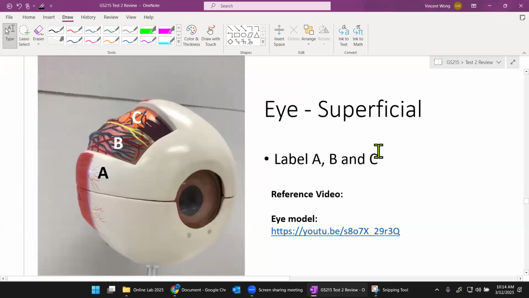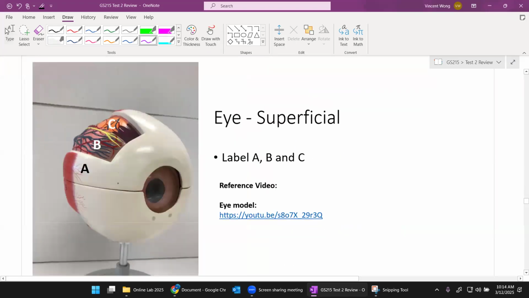Okay, eyeball. A is, sorry, A is the sclera. B is the choroid. And C is the retina. You can see the muscle attaching on the sclera, helping you to move the eyeball.